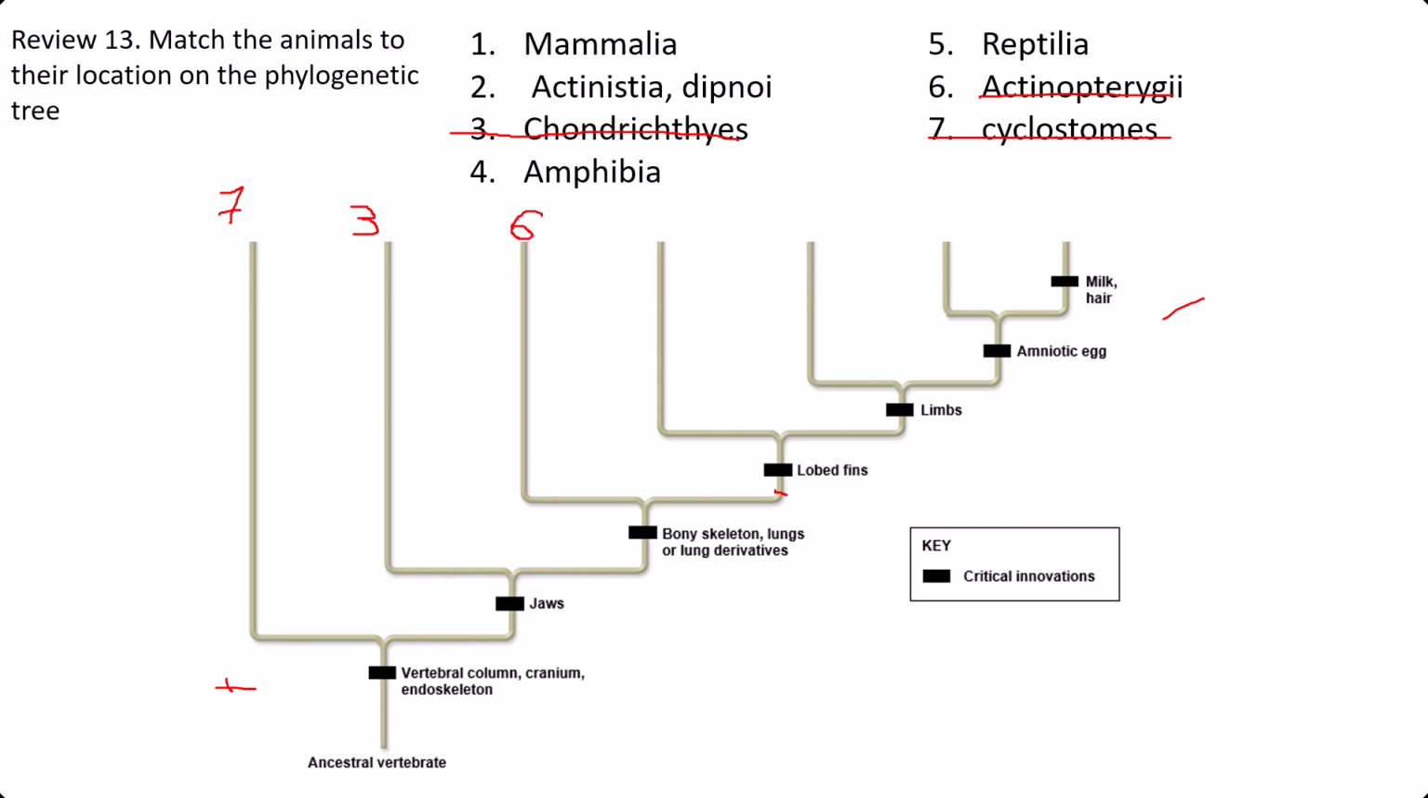Then our lobed fin fishes are these 2. So that's going to be 2 there. And then having those limbs, but not amniotic eggs, milk, or hair, that's going to be our amphibians. And then having an amniotic egg but not milk or hair will be the reptiles. And then having all of these characteristics, that's going to be the mammals.